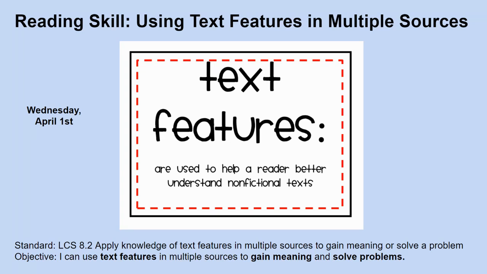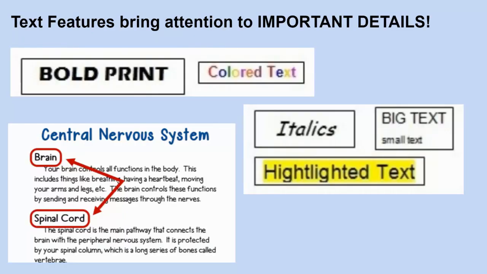Let's start by looking at some common examples of text features that you might find in nonfiction. Some text features are used to bring attention to important details. So an author might decide to put certain words in bold print or in color text. He might italicize it, or he might highlight the text to bring your attention to it. Maybe it's a word that the author needs you to know in order to understand what you're reading about.